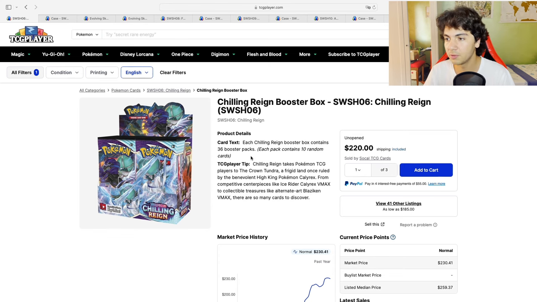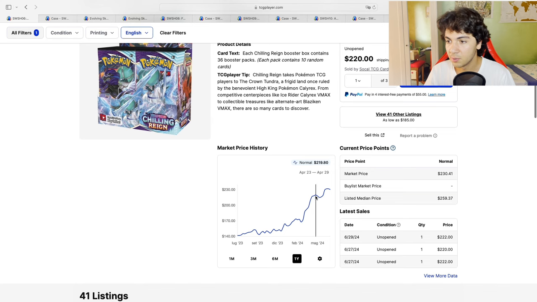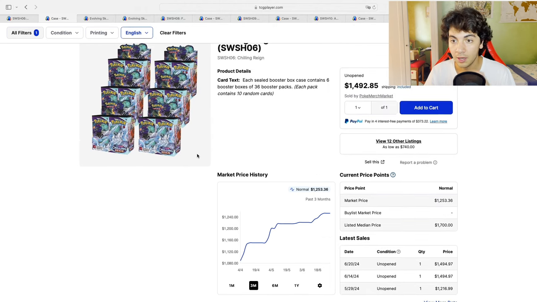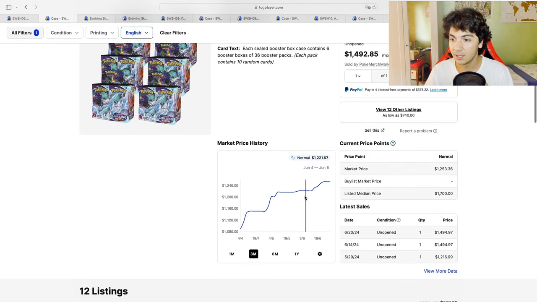Now, Chilling Reign, $220. As you can see, it's been moving higher. It's selling for $220, nothing there to be said. Again, I'm going quickly as the main part is the data, and then we go back onto prices. Cases, as you can see, it's going steadily higher. It is now selling, it looks like, for $1,500.